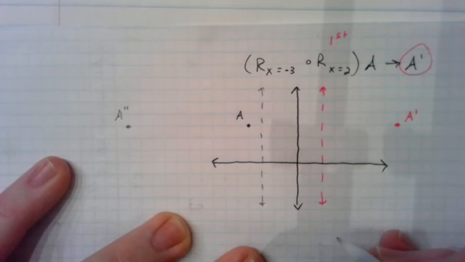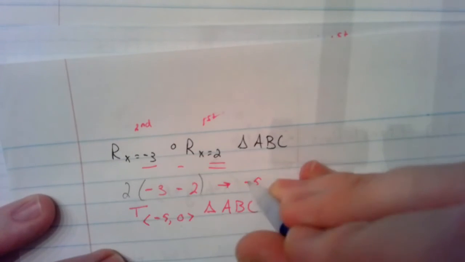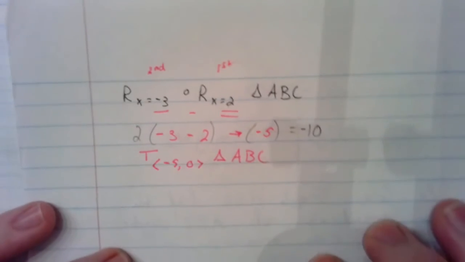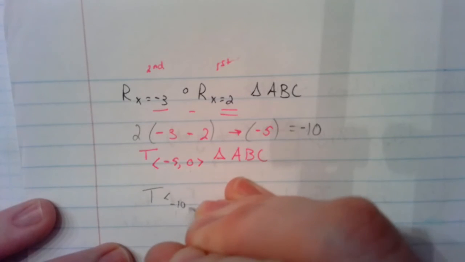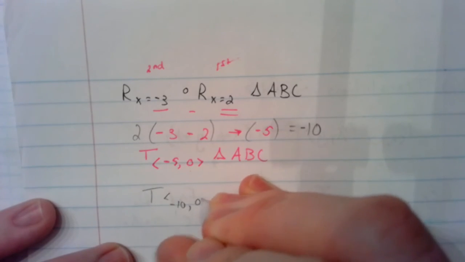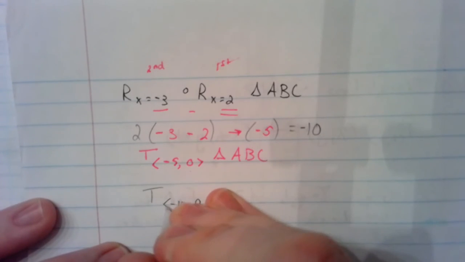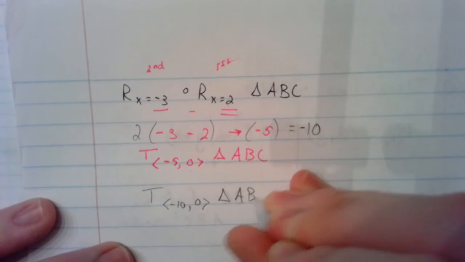I realized that the mistake I made was on the last page. We have to double this, so it's this times 2. So 2 times negative 5 equals negative 10. This actually should have been the translation <-10, 0>. I forgot to double it. So there's a translation left 10 units. This is what my answer should have been.